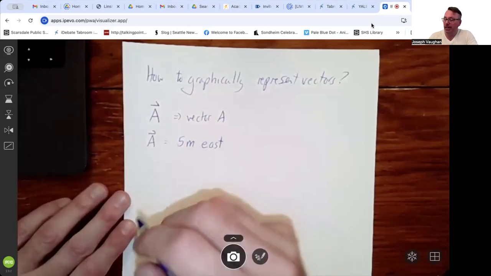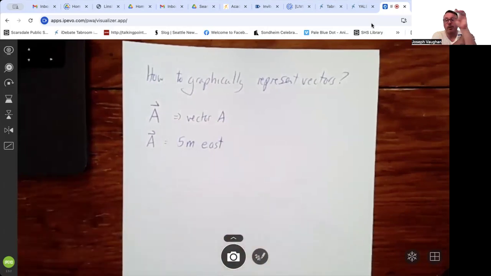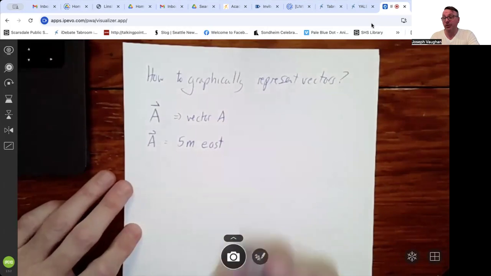Okay, so a couple of other notation things here. Remember I said before I defined the word magnitude, which was the size of the measurement. So in this case, what is the magnitude of vector A? Irrespective of the direction, this measurement is 5 meters long. So we need to have a notation for that.